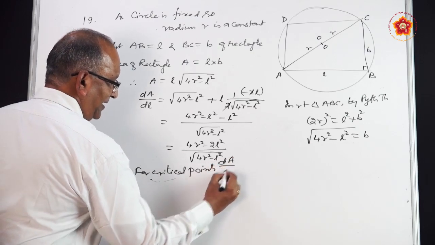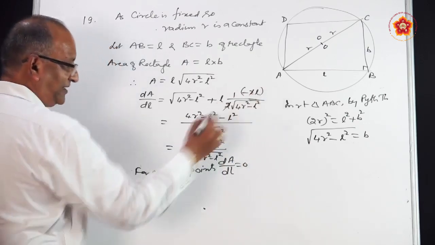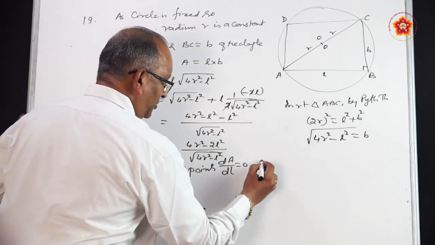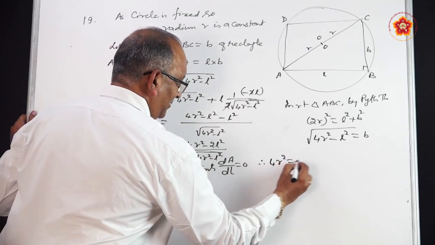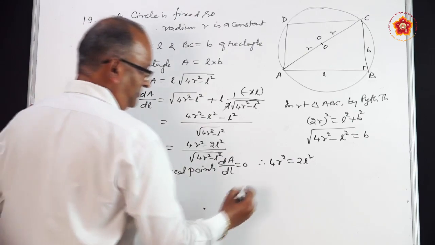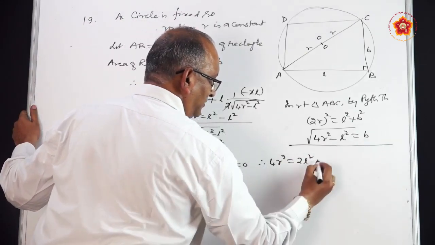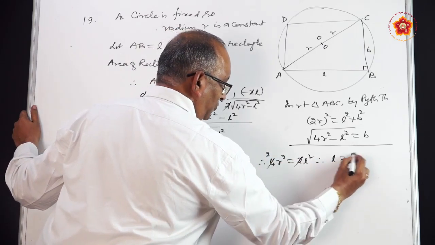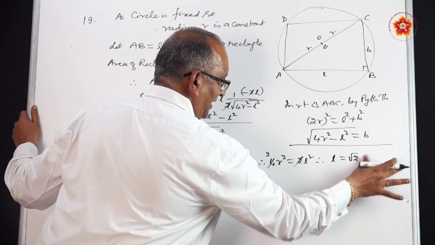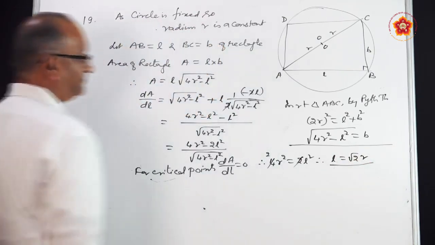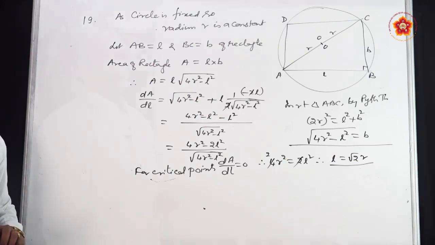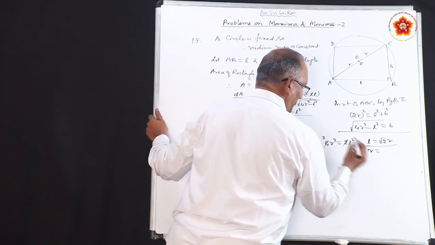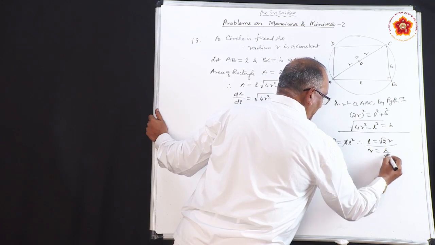We say dA by dL is equal to 0. If you equate this with 0, the denominator will go and multiply with 0, it will become 0. We will get 4r square equal to 2L square. In other terms, we are going to get L square equals 2r square, so L equal to root 2r. Or r can be written as r equal to L by root 2.